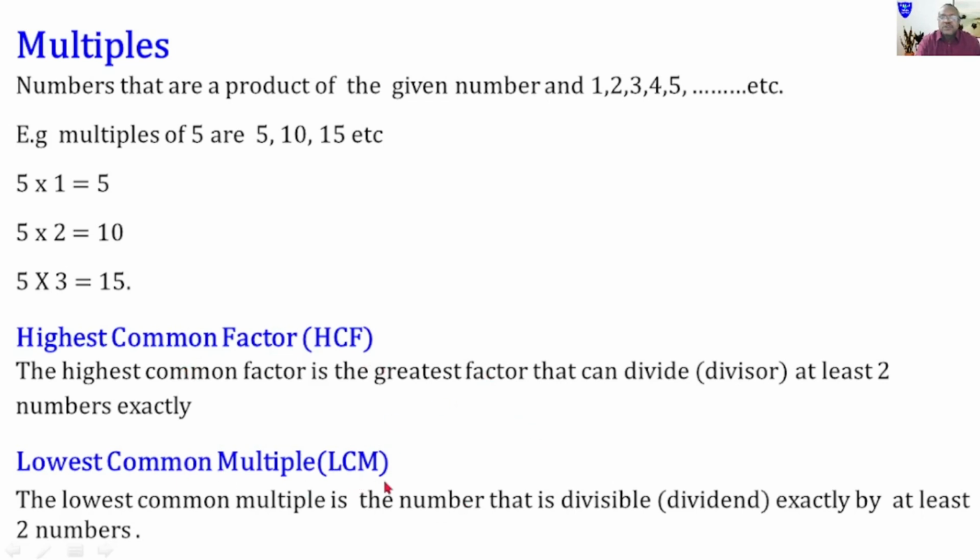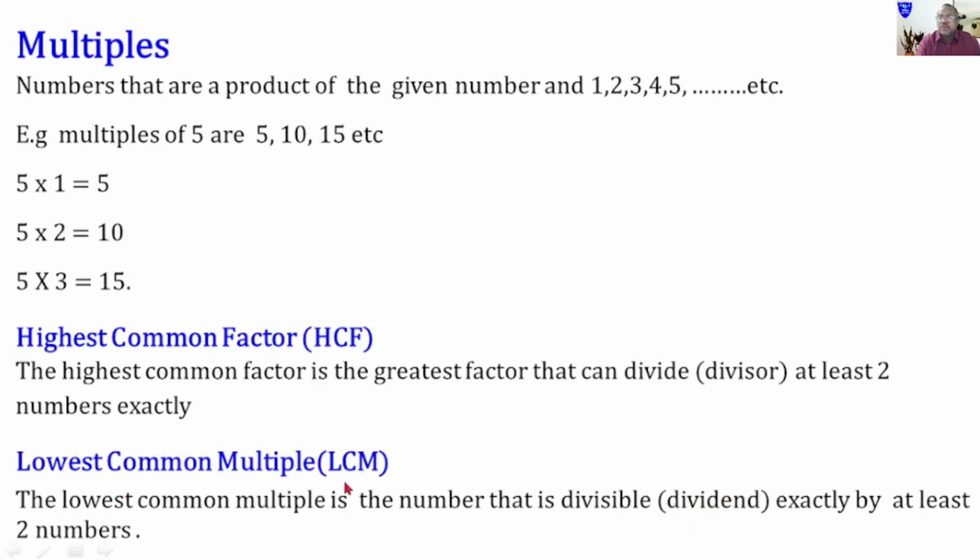Now for the lowest common multiple, guys, we are looking at the lowest dividend or the lowest divisible number that can be divided at least by 2 numbers. I didn't say that correctly, guys. Let me go through it again. This is the lowest number that is divisible exactly by at least 2 numbers. Okay? It will become clear when I give you examples, guys.